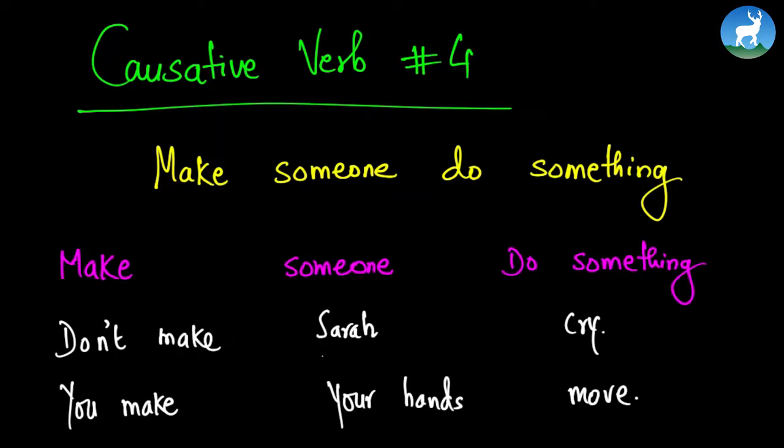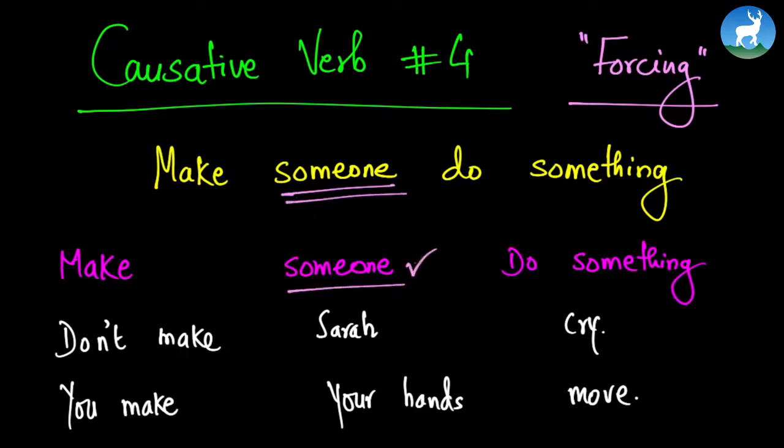So this means that you force someone or something to do something for you, right? This is about forcing someone to do something. Look, you're forcing someone. Don't make Sarah cry means don't force Sarah to cry. You make your hands move means force your hands to move. The teacher made Peter work hard, so the teacher forced Peter to work hard. It is forcing someone, causative number 4.